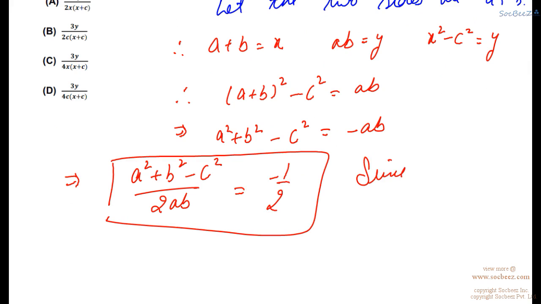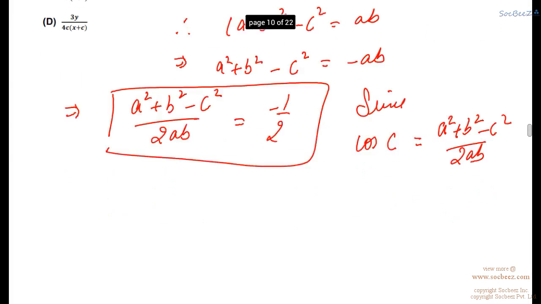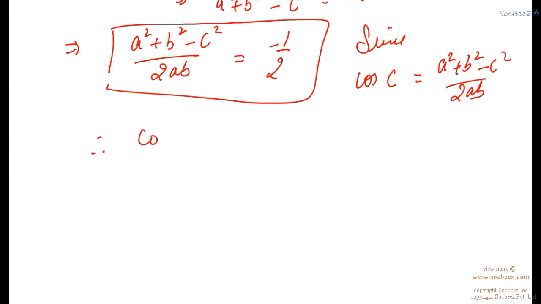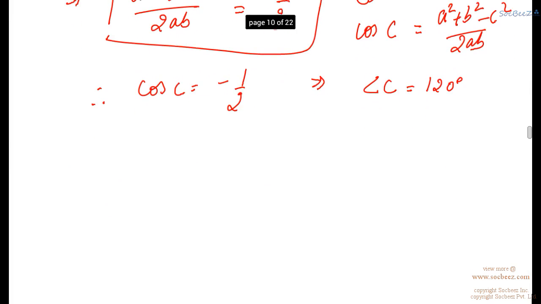Okay, now since we know that cos C, which is the angle opposite to the side C, equals A square plus B square minus C square upon 2AB, therefore cos C here in this case is minus 1 upon 2. Okay, this gives us angle C as 120 degrees, which is the angle opposite to the side C.